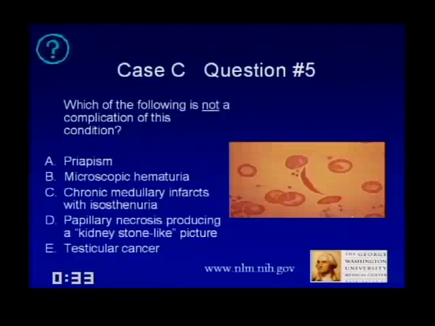Next question, again, it's the same slide, so we're asking now a question about the genitourinary complications of sickle cell disease. Which of the following is not a complication of this condition? A, priapism, B, microscopic hematuria, C, chronic medullary infarctions with isosthenuria, that is urine that's at the same concentration as blood, neither dilute nor concentrated urine, D, papillary necrosis producing a kidney stone-like picture, or E, testicular cancer. Not a complication of sickle cell disease. Shall we vote?